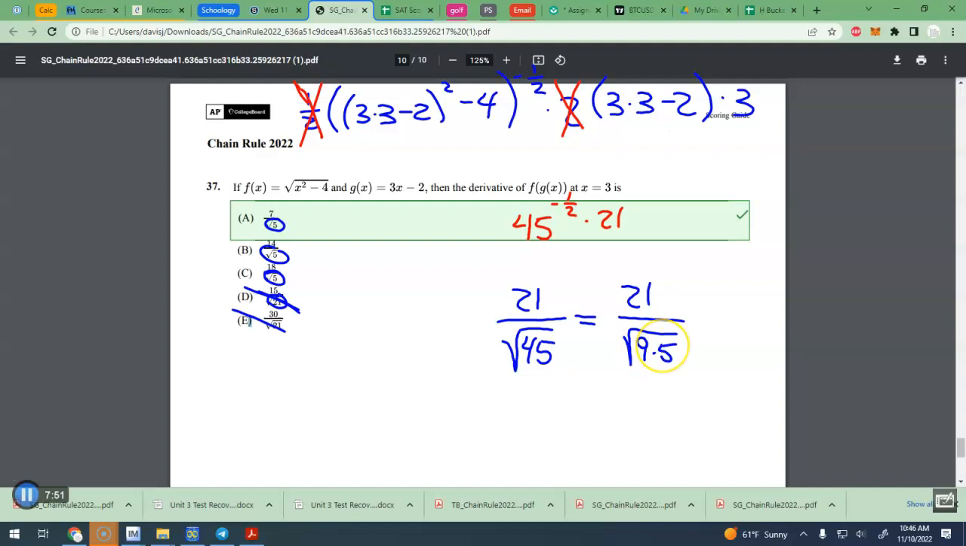square root of 9 times 5. 9 times 5 is 45. And then the square root of 9 is 3, so you can yank that part out. And then 20 over 1 over 3 reduces to 7 over 1.